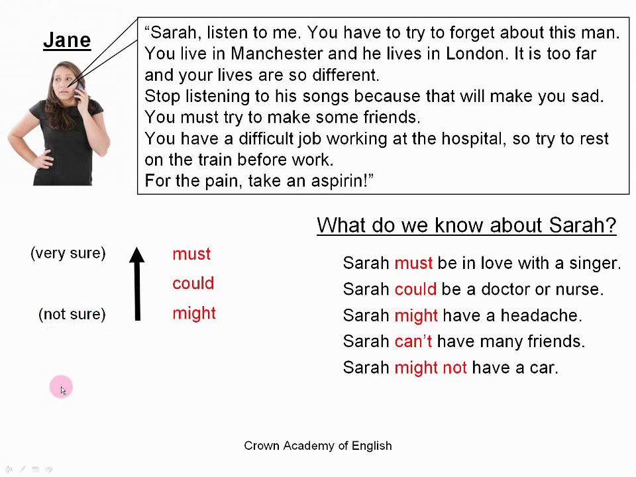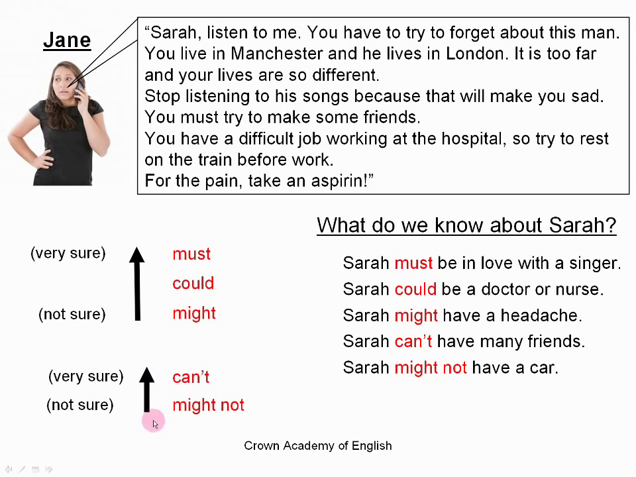Okay, so this is the order of certainty. Okay, so the arrow, the top of the arrow, must is when we are very sure, and might we are not sure. And in the negative, then we have can't and might not. And when we are very sure, we use can't, and when we are not very sure, we use might not.